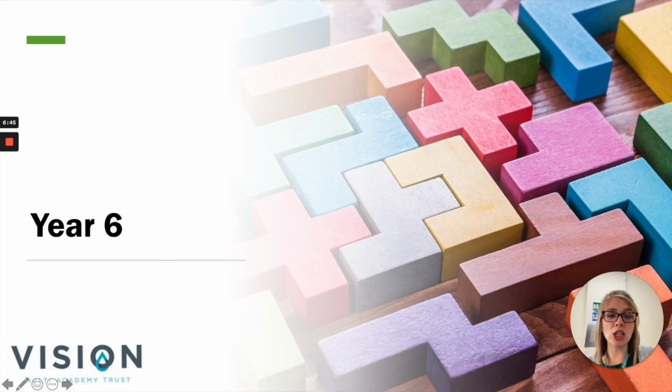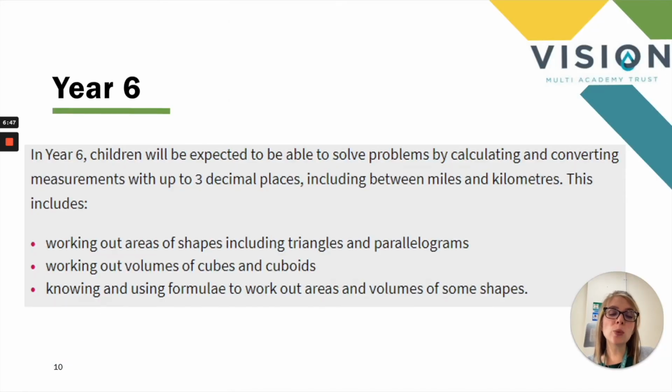Now moving on to year 6. In year 6, children will be able to solve problems by calculating and converting measurements to decimal places, including miles and kilometres. So this will also include looking at areas of shapes including rectangles and parallelograms, volumes of cubes and cuboids, as well as knowing and using simple formulae to work out areas and volumes of some shapes. Now we have touched upon using the simple formulae. We'll be exploring this in more detail.